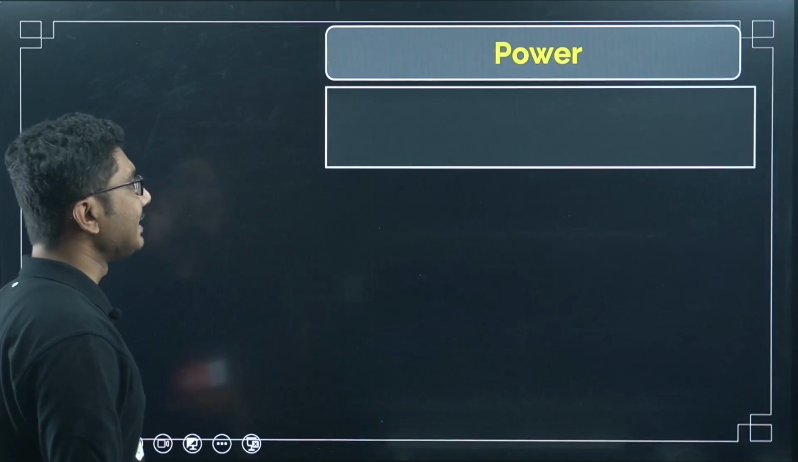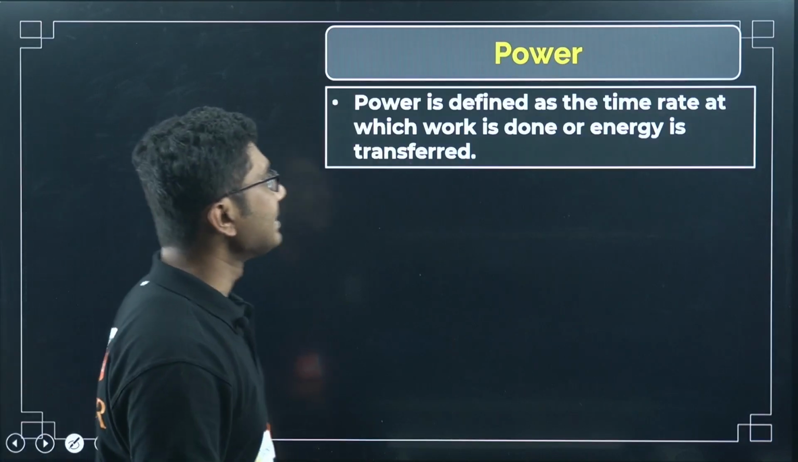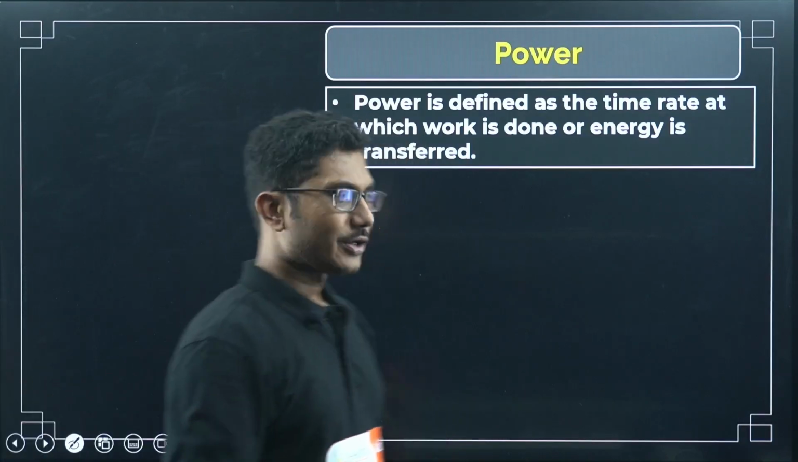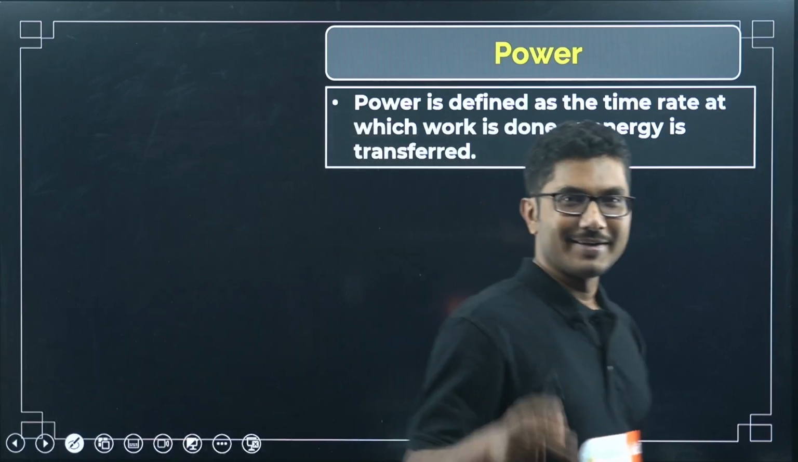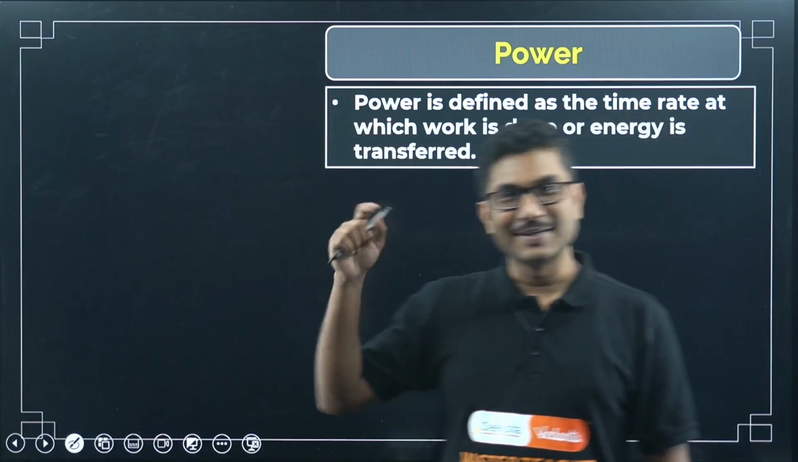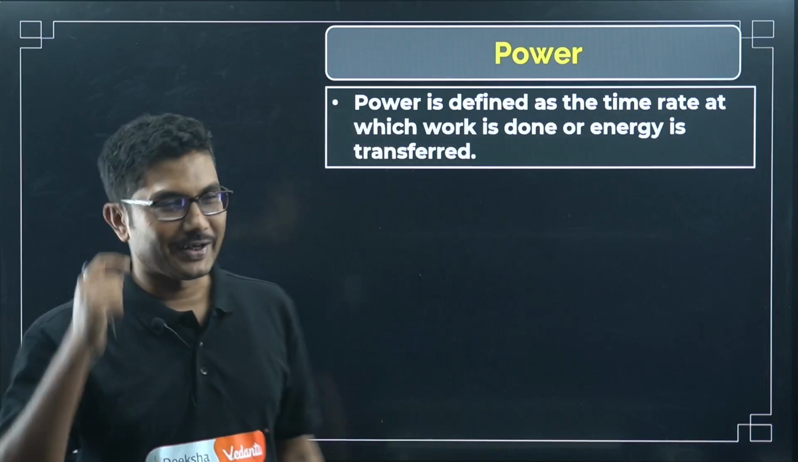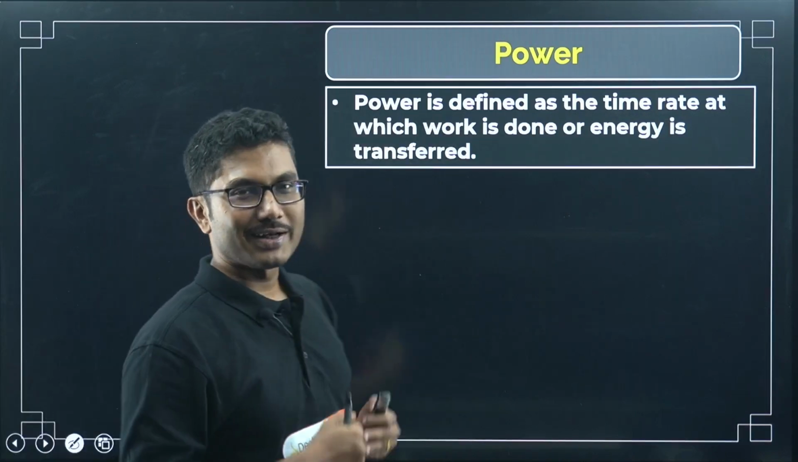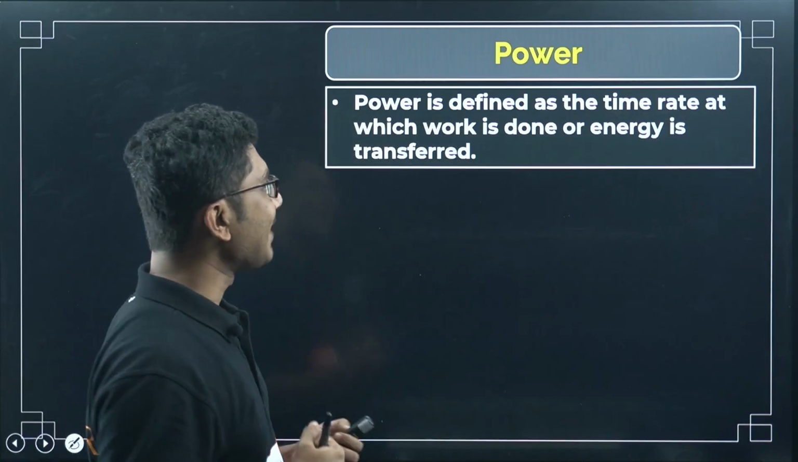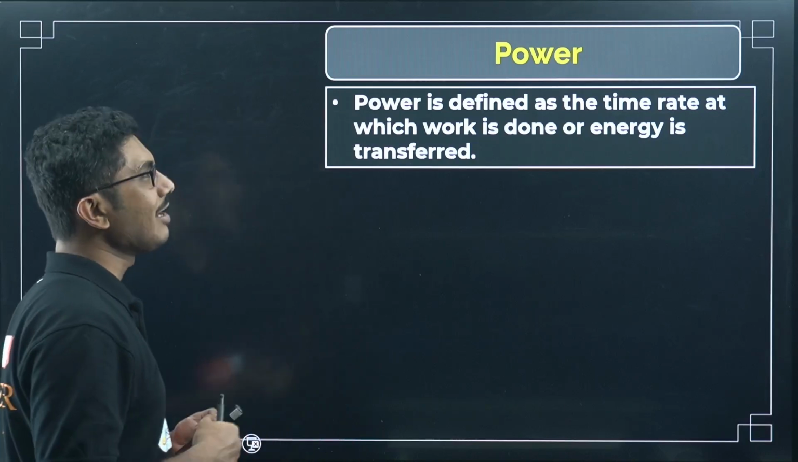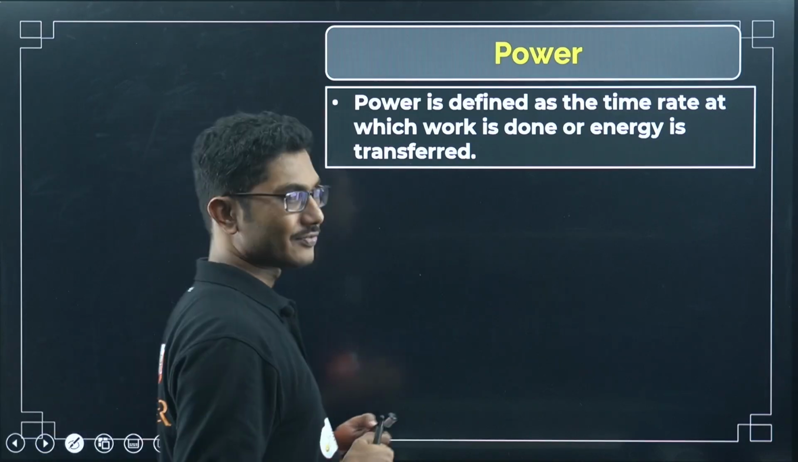Now, let's see what is power. How much power you have. It's not about the local power, like he is a powerful person. No, that power is different. Here we are talking about power in terms of physics. Power is defined as the time rate at which work is done or energy is transferred.